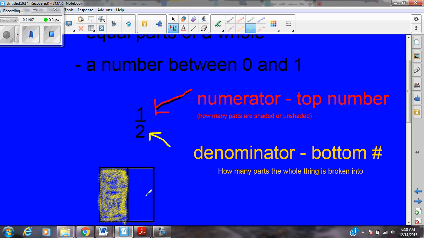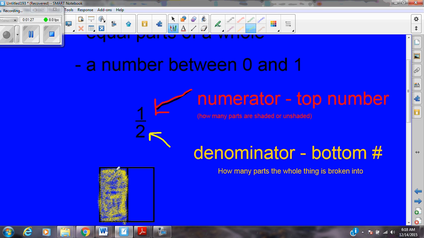So I have a picture here of a fraction, and you can see it's broken up into two equal parts. Equal is a really important part. Equal means that both parts are the same exact size. If they're not the same exact size, it is really not a fraction just because it's broken up into parts. It has to be equal parts.